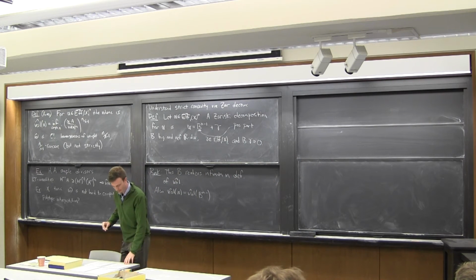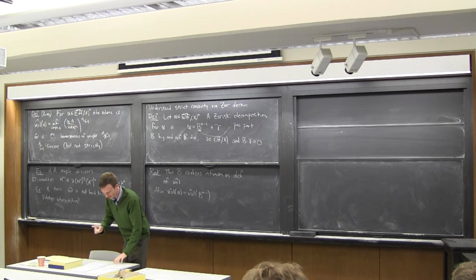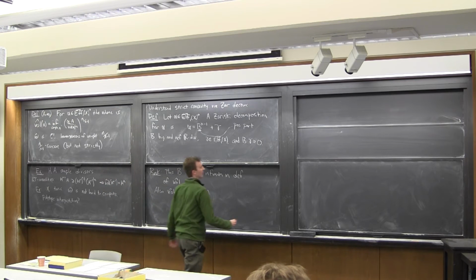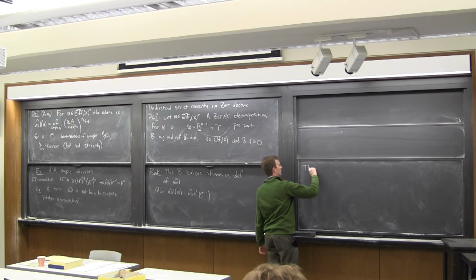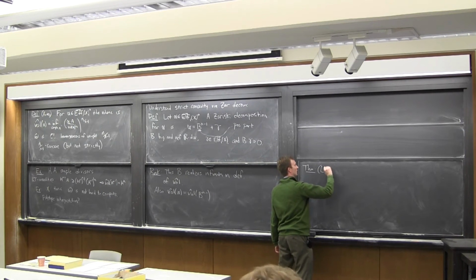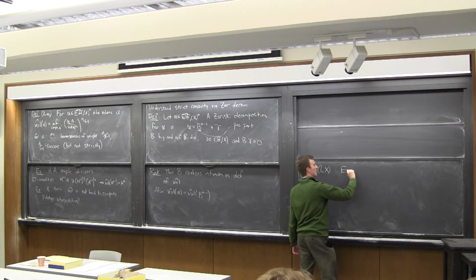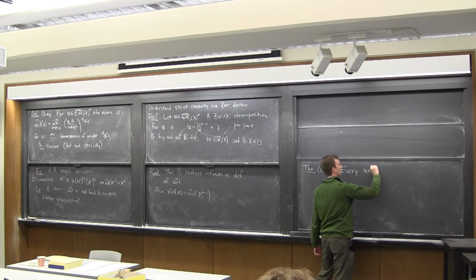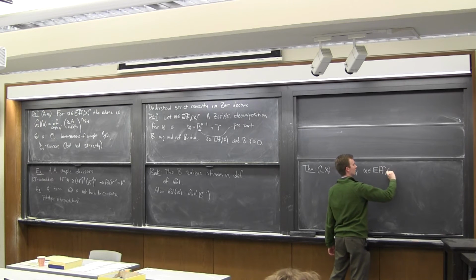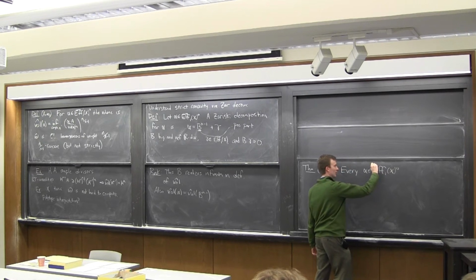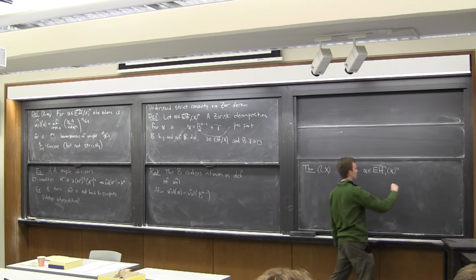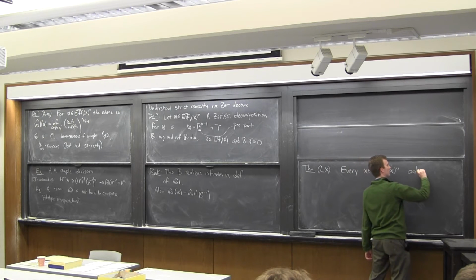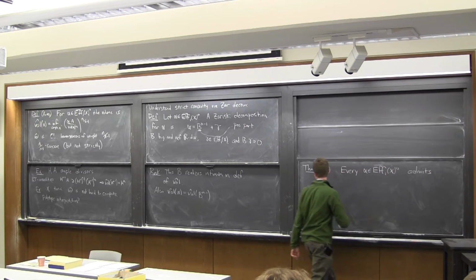No, it always happens. So that's the next theorem. Let me write that down. It's a good question. So the theorem is that every alpha in the interior of the pseudo-effective cone of curves of any smooth projective variety admits a unique Zariski decomposition.